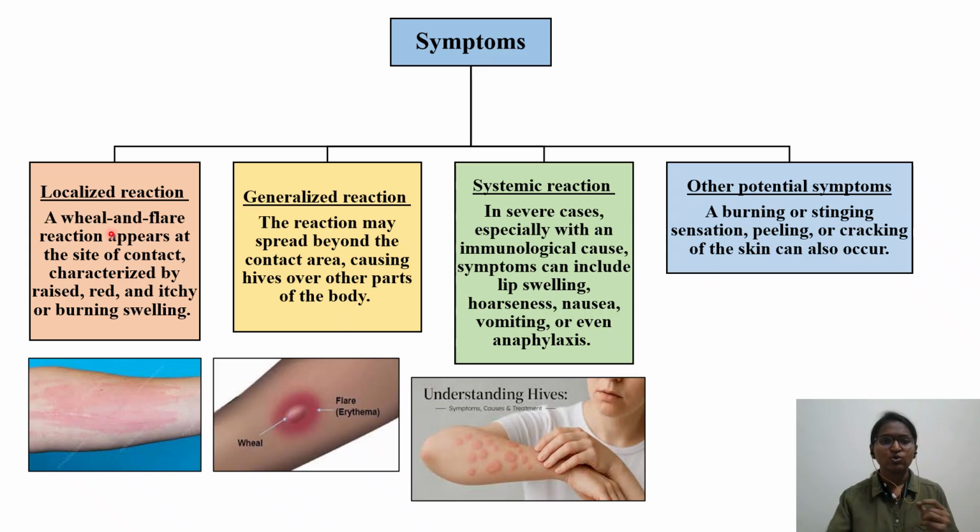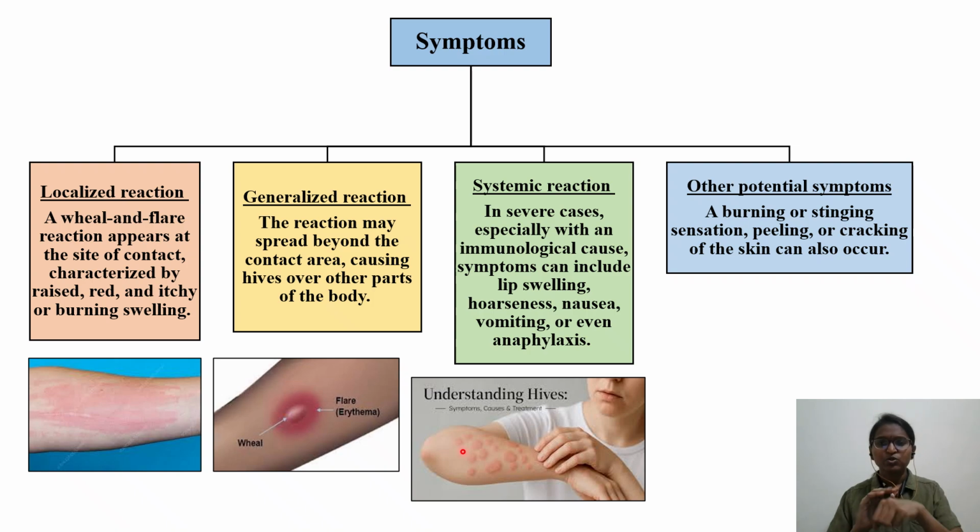Coming to symptoms, we have localized reaction, generalized reaction, systemic reaction, and other potential systems. Let us understand the localized reaction. As I told you, a wheal or flare will be formed. Wheal means a bulb-like structure will be formed, and flare is redness around that particular exposed area. The reaction appears at the site of contact, characterized by raised, red and itchy or burning swelling. Coming to generalized reaction, it spreads beyond the contact area, like in this case.